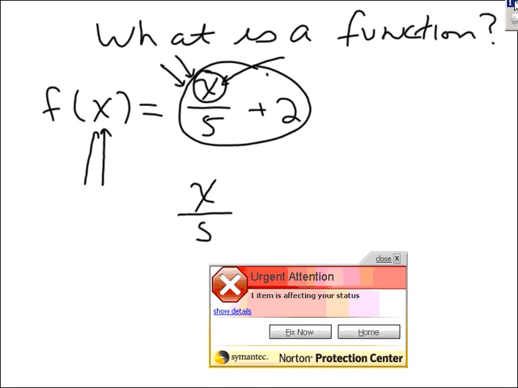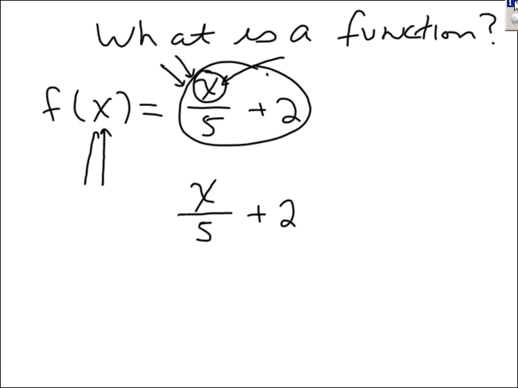What's in the brackets gets divided by 5, and then you add 2 to it. That's what the rule does. That's what f of x does. It takes what's in the brackets, it divides it by 5, and adds 2. And that's what this exercise is going to be for right now. State in words what f of x is doing.